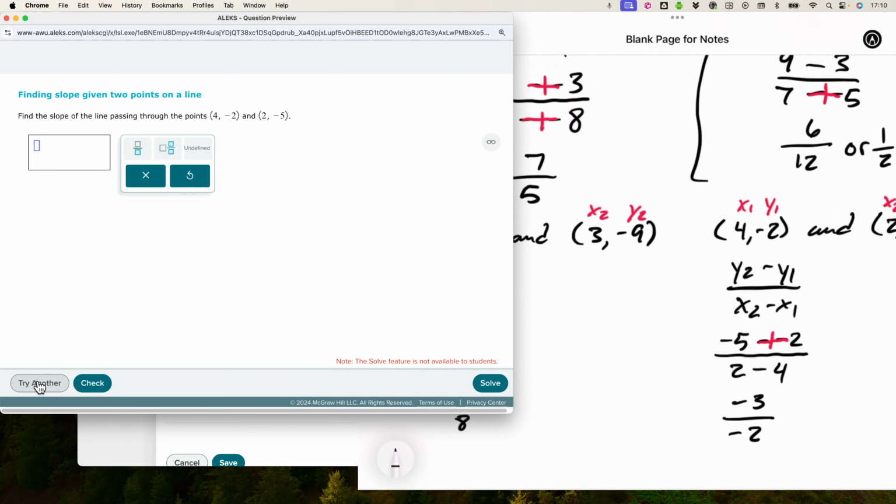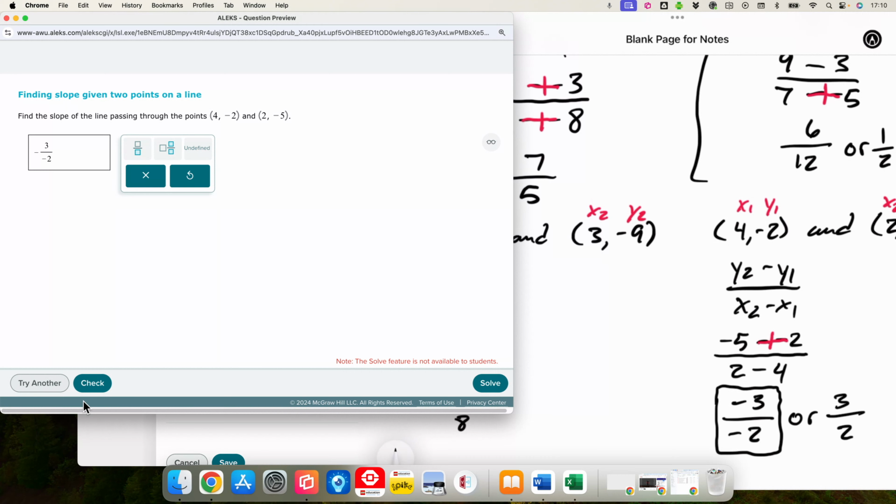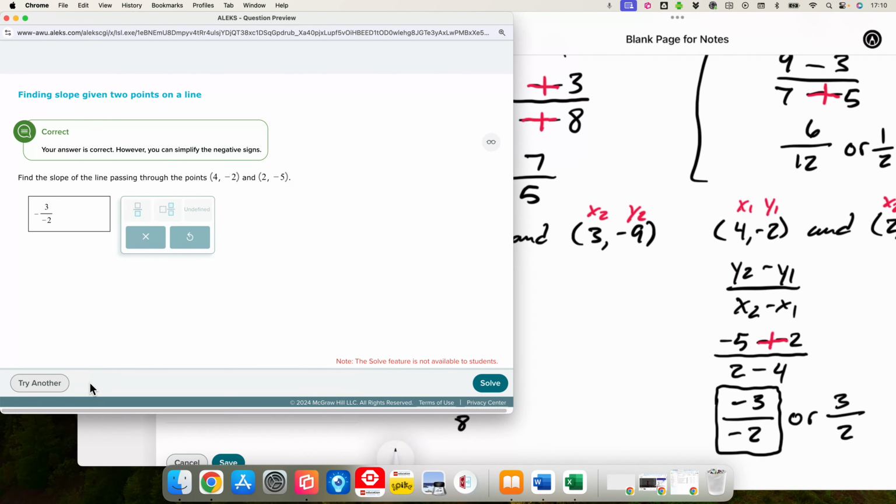Very important to realize here that, yes, this is a correct answer. I don't know if Alex will take it. I will try. But that is a negative divided by a negative, which is the same as a positive. We'll see if Alex accepts that. It does. Strange. But I guess, whatever.